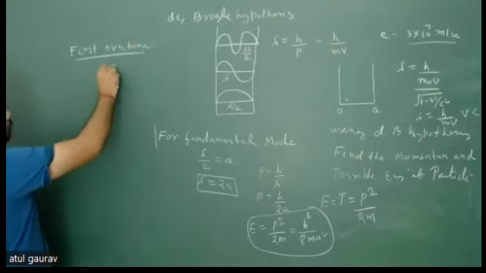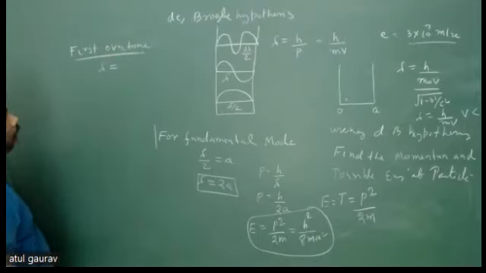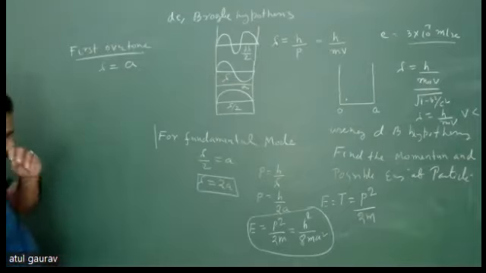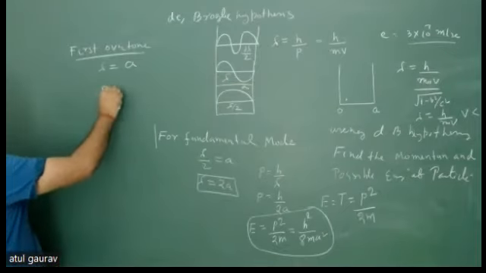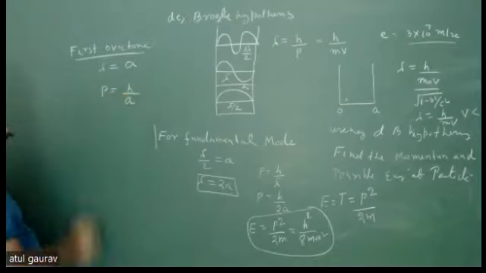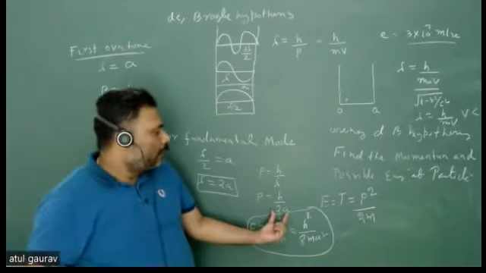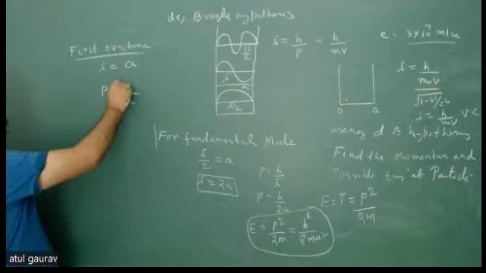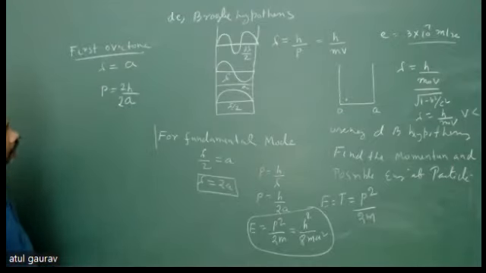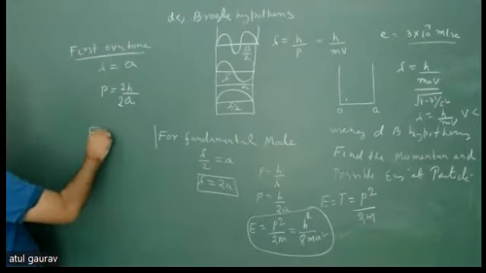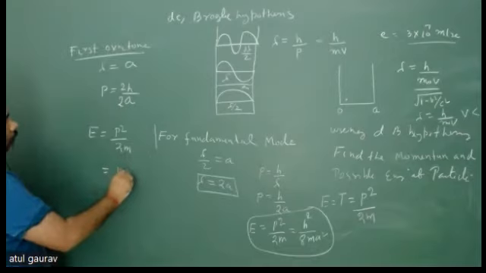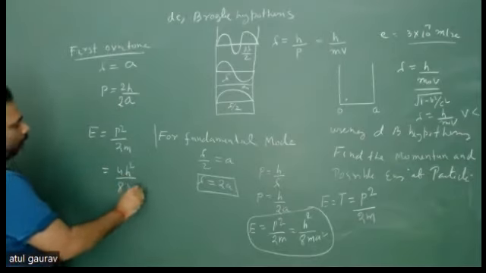What is the value of lambda? Tell me, what is the value of lambda? What is this distance? This distance is a. So lambda is equal to a. So what is your momentum? P is equal to h upon a. So what I am doing, I am just trying to write 2a in the denominator such that I can get some particular trend. So I can multiply with 2 in the numerator as well as the denominator. Yes? So what will be my energy? My energy is equal to p square by 2m again. And now you can say this time your energy is 4h square upon 8ma square.